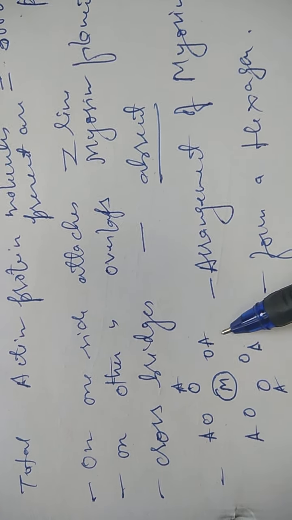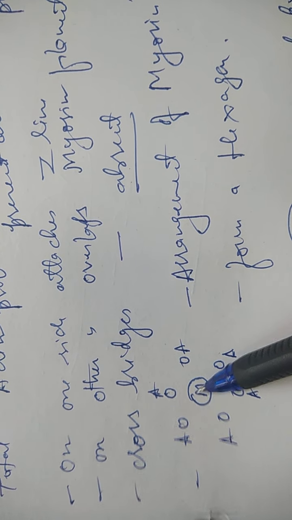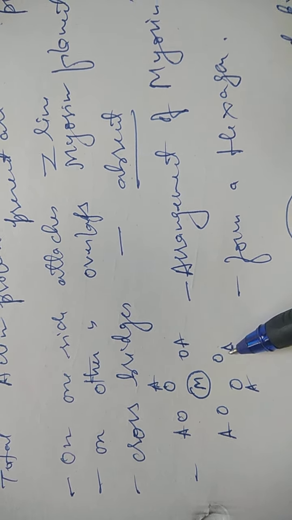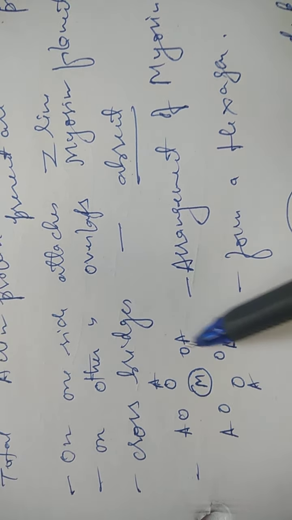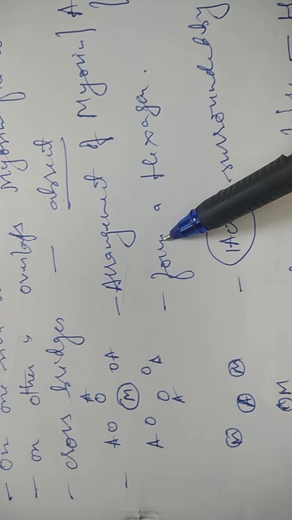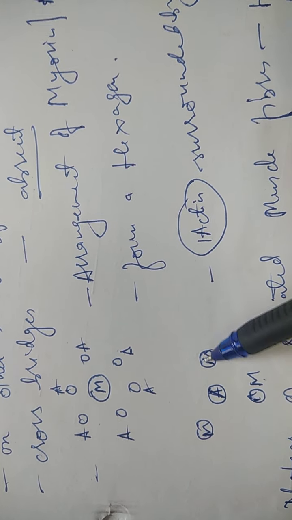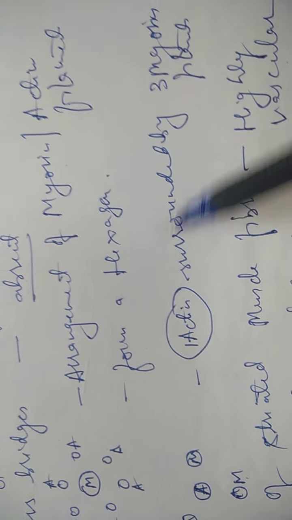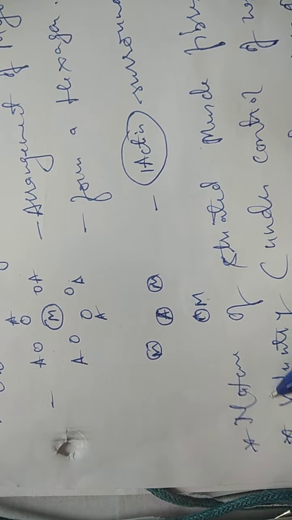And this is the arrangement of myosin and actin. Myosin is in the center and 6 filaments of actin surround it, forming a hexagon, whereas one actin is surrounded by 3 myosin. So these are three myosin on the three sides.